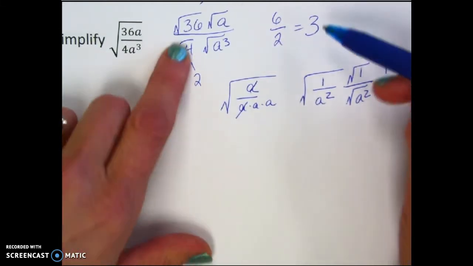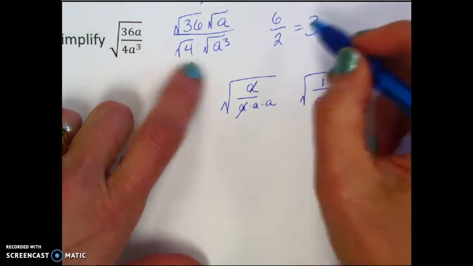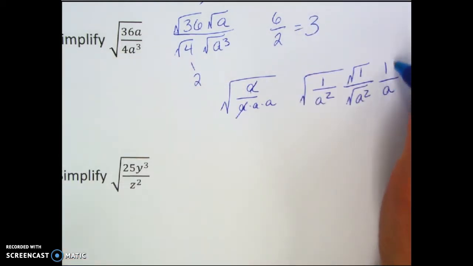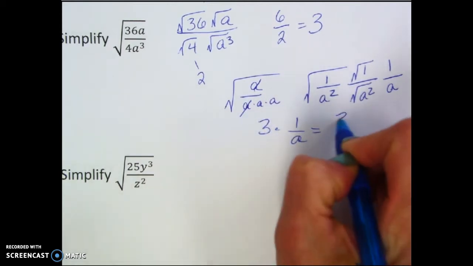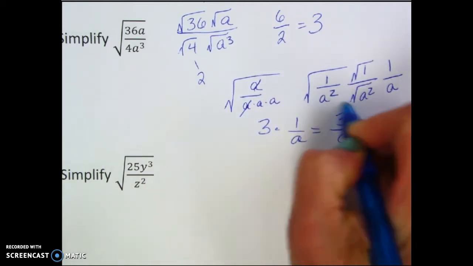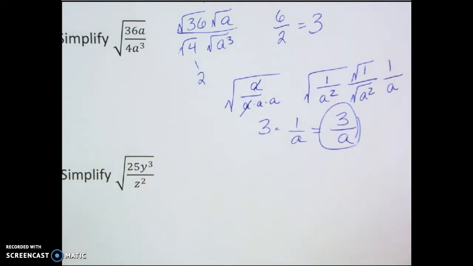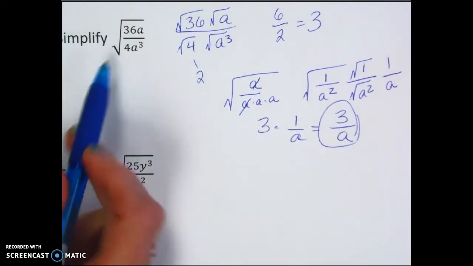over a. But don't forget we had this 36 and this 4 to begin with, so we have 3 times 1 over a, which is 3 over a. Okay, I know these are a little bit confusing.